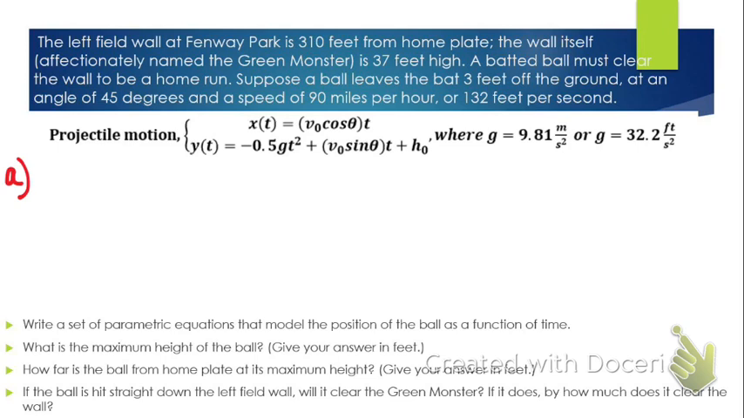So in order to write your equation, you need to know the velocity, the angle, and the initial height of the object you are hitting. So the object that is being hit, that initial height is what? 3 feet. So the initial height is 3.